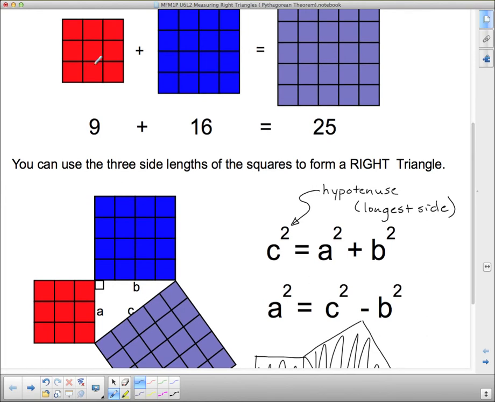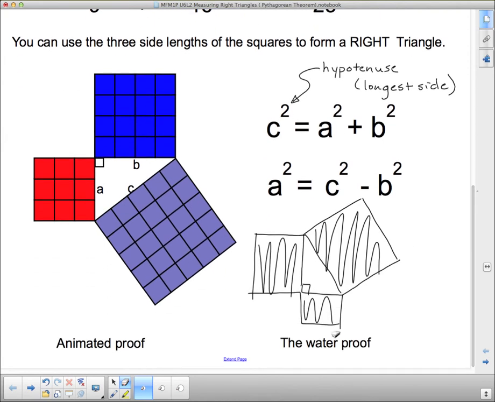And I picked the nicest ones to do. I picked the 3, 4, 5 triangle here, where we have a side length of 3, a side length of 4, and a side length of 5. That's the nicest one to do. Now, all right angle triangles follow this, but their side lengths aren't always nice even numbers like that. And there are a handful that are nice even numbers.